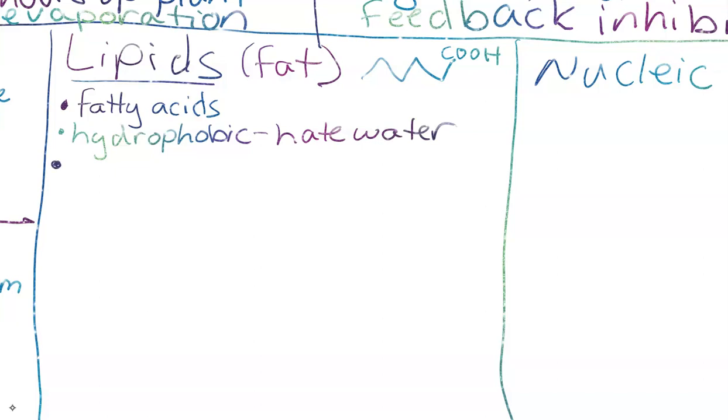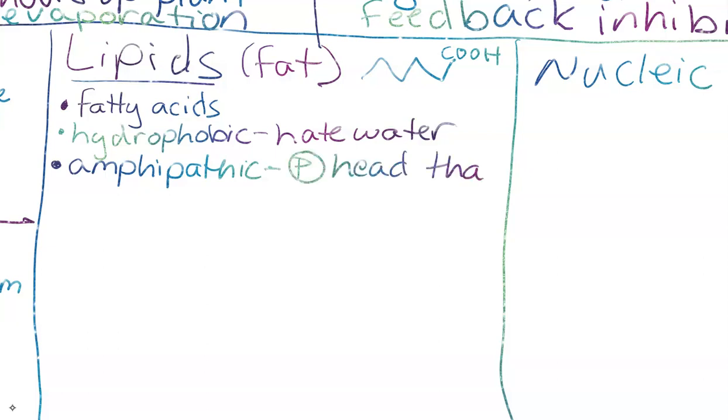Some fats are amphipathic. This means that part of the molecule is hydrophobic and part of the molecule is hydrophilic. Usually the hydrophilic part is a phosphate. So they have a phosphate head that likes water, and they have a hydrophobic tail. Why don't we draw them like this?